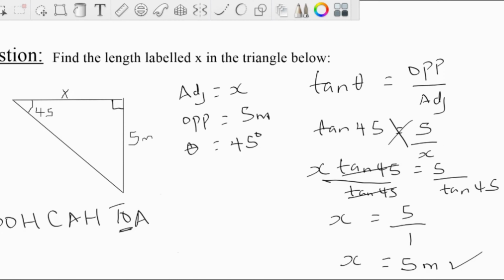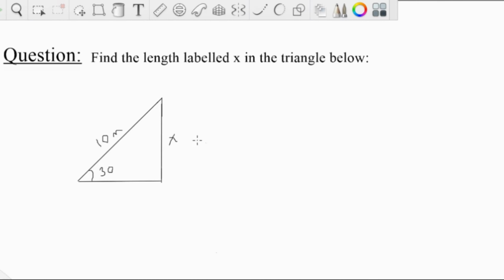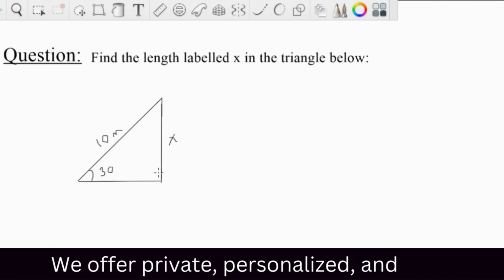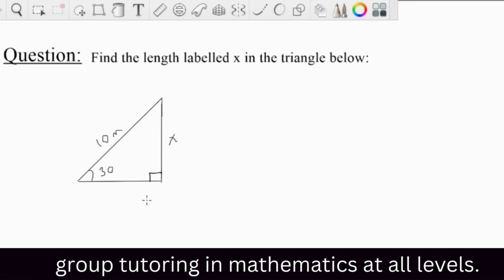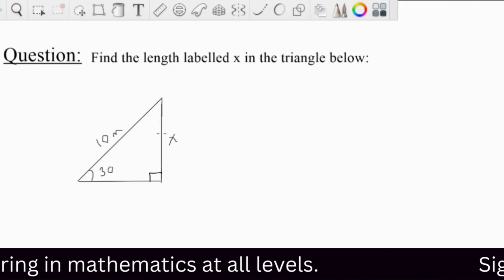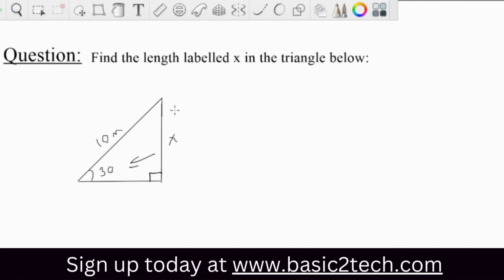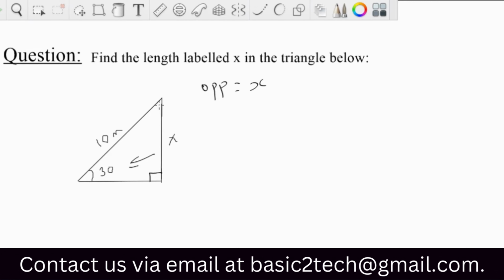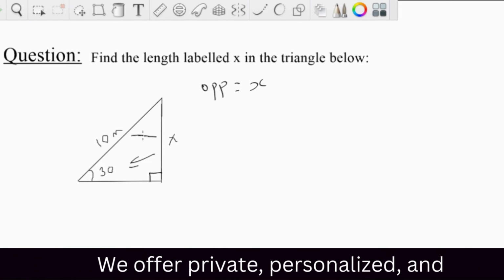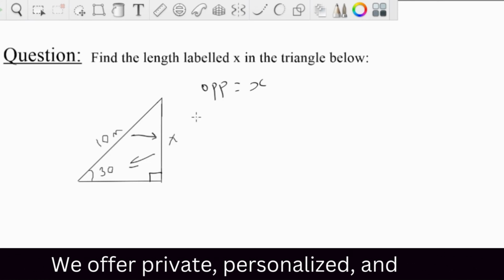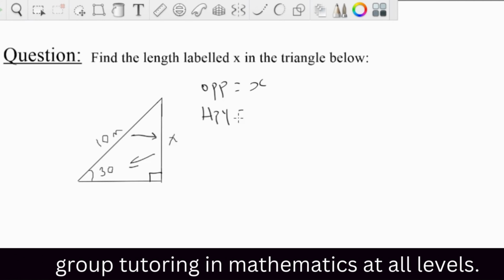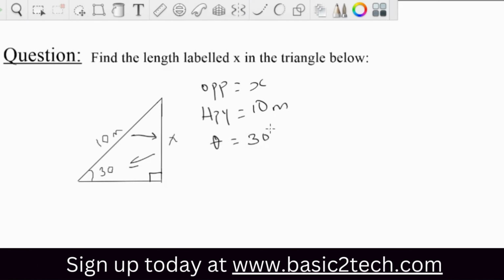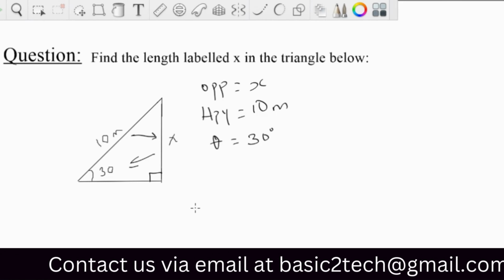Now let's look at our next question. Here we're asked to find the side labeled x. Again, this is a right angle triangle, as you can see right here. This side opposite the angle is the opposite, so our unknown, the opposite, is x. The side facing the right angle is the hypotenuse, so my hypotenuse is given as 10 meters, and my angle is given as 30 degrees. So again, which of the trig ratios do we use?